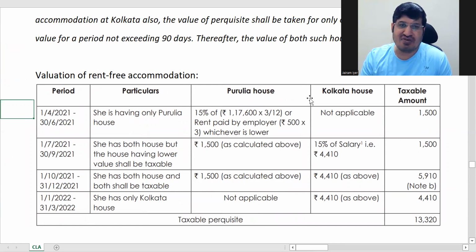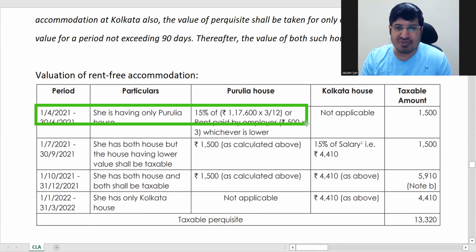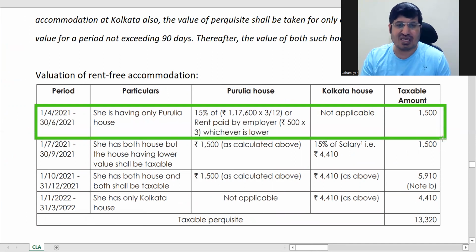Did you understand the first part? If anyone did not understand this, I can repeat it for them. Tell me, is this clear? I'm hoping that this is clear for all of you.